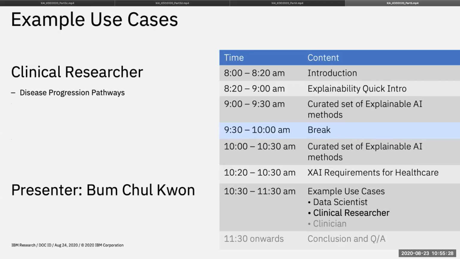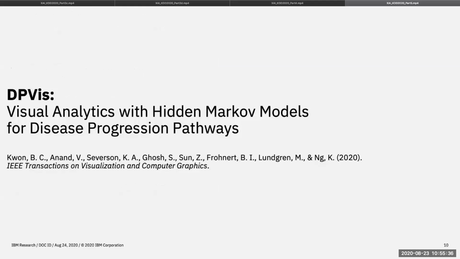In this section, we looked at clinical researchers' perspectives. The particular use case is about disease progression pathways. This use case is from our recent paper called DPVis, Visual Analytics with Hidden Markov Models for Disease Progression Pathways. The paper is published in IEEE Transactions on Visualization and Computer Graphics.